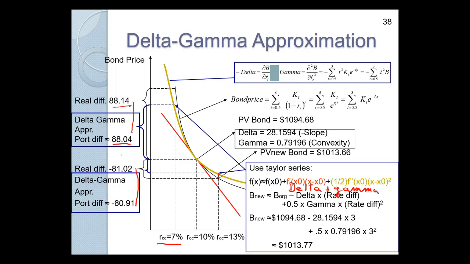So this concludes this graphical explanation of what happens with the delta and the delta gamma approximations.